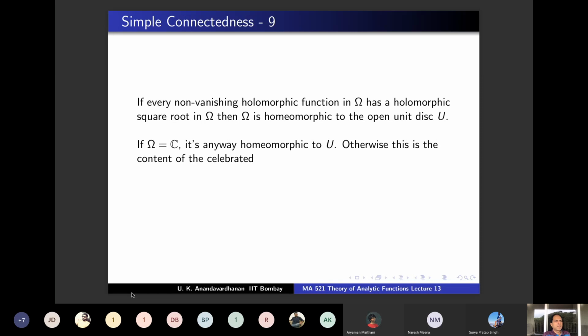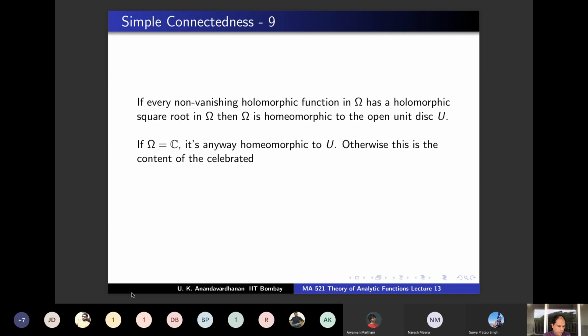A proper subset of C, if it is simply connected, then it is biholomorphic to the open unit disk. But the way we are going to do it later is that instead of simple connectedness, the property that we are going to use is that every holomorphic function has a holomorphic square root. That's the property that we will use. Using that, we are going to show that there is a holomorphic function from omega to U, a bijection, and the inverse is also holomorphic. Does anyone want to make a guess what this theorem is?